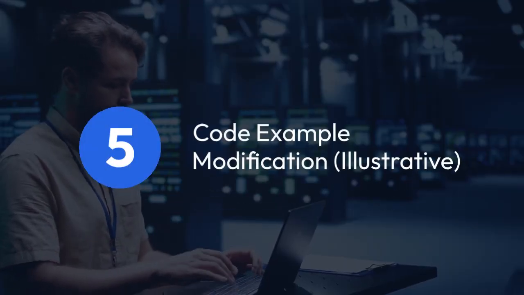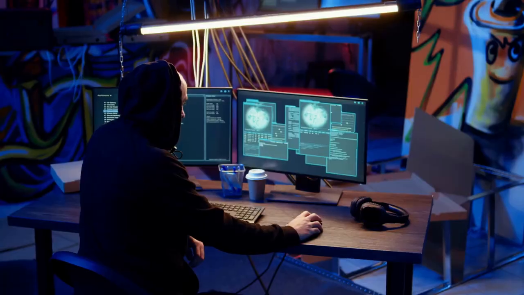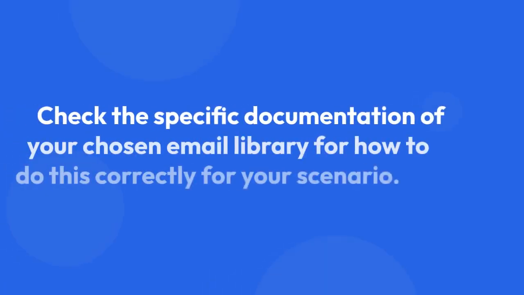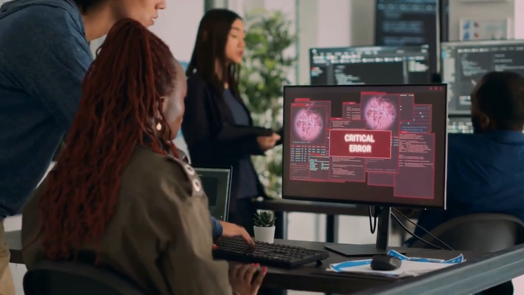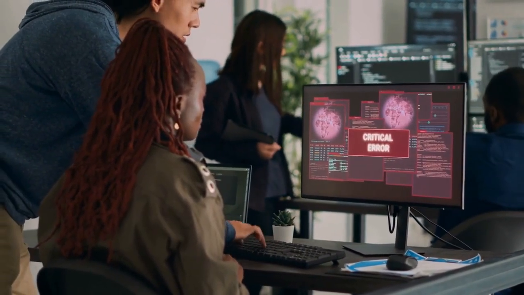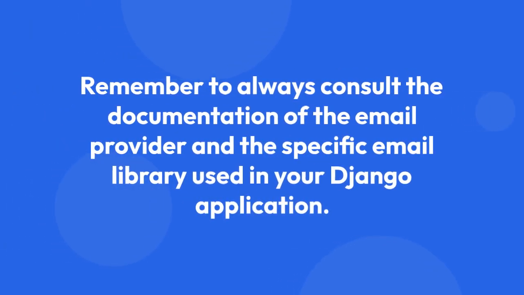5. Code example modification, illustrative. Let's say you're using the `django.core.mail` framework. If you are using a method not supported, you might need to change your code to explicitly specify the login authentication method within your email sending parameters. Check the specific documentation of your chosen email library for how to do this correctly for your scenario. This might involve adjusting email sending settings beyond the basic `settings.py` configurations. Remember to always consult the documentation of the email provider and the specific email library used in your Django application.